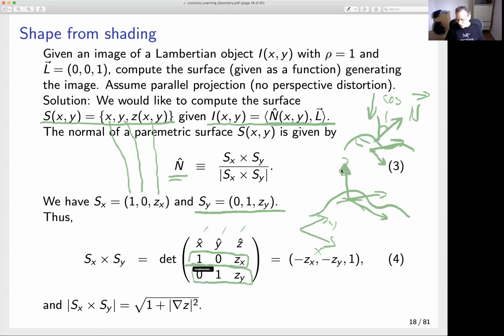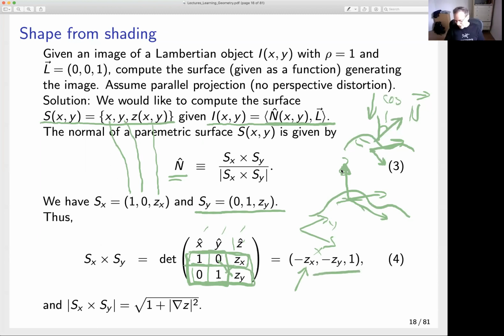And the cross product would be nothing but the determinant of this matrix. It would be the x direction times this part of the equation, then the y times that part, etc. And you know how to do it. It would be x times 0 times zy plus zx times 1, so it would be minus zx. Then the same goes for y, and then for the z, what I'm getting is only 1, okay? So this is the non-normalized normal.